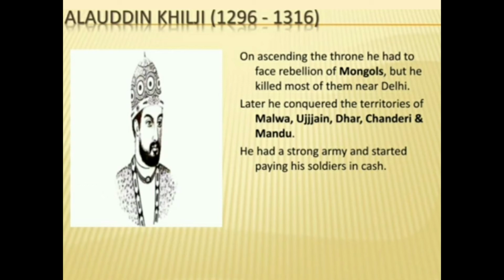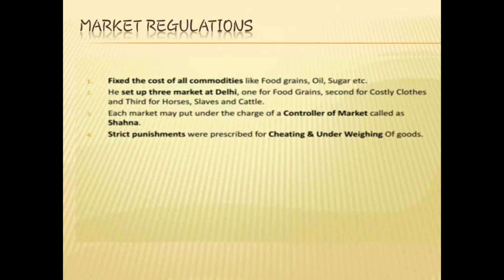Now, Alauddin had brought about some of the finest market regulations. He implemented price control measures on many commodities, and he had set up 3 marketplaces: for food grains, for expensive cloth, and for horses, slaves, and cattle. He had fixed the rates for all the basic commodities and appointed spies and special people who would supervise the working of the marketplaces and the customers and report directly to Alauddin.